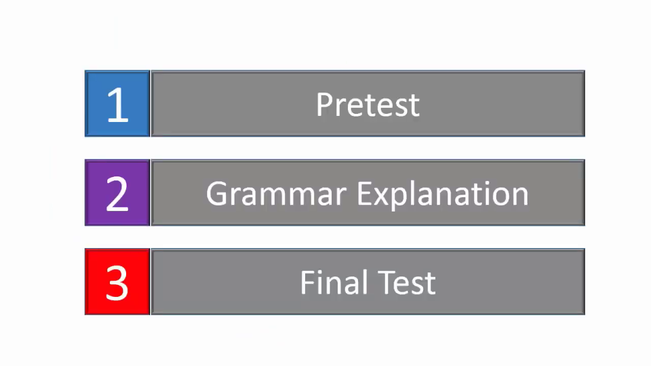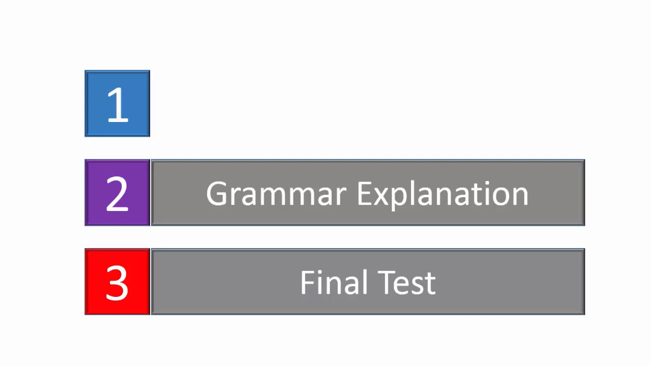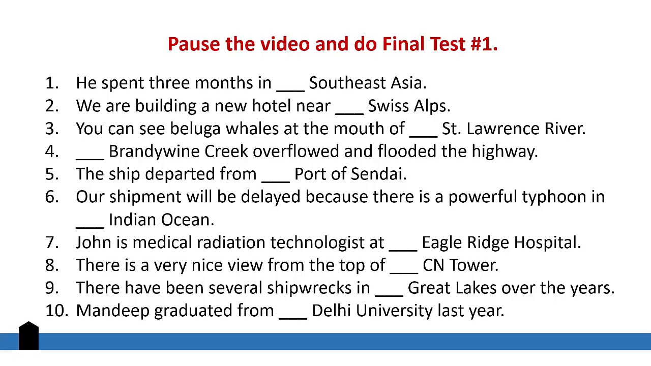So we've done the pretest, the grammar explanation. Now you're ready for the final test. So this test has 2 parts and a total of 20 questions. I'll show you the answers between each part. So pause the video and do final test 1, and then I'll show you the answers.